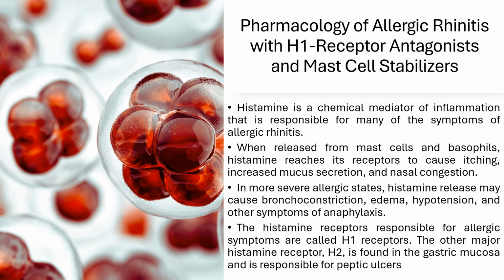Now, we have two types of your H receptors or histamine receptors. You have your H1, which is responsible for allergic symptoms. The H2 would be responsible for peptic ulcers in the gastric mucosa. On the other hand, antihistamines are drugs that selectively block histamine from reaching its H1 receptors, thus alleviating allergic symptoms.